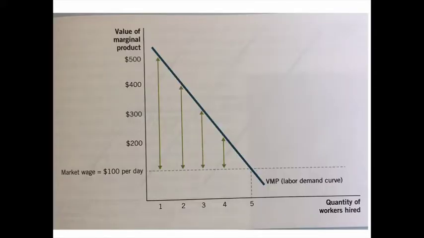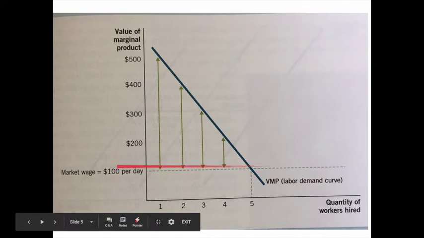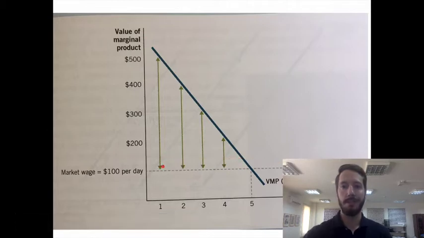So if we're looking at a graphical representation of that, the value of marginal product goes down until it hits the market wage. So you keep hiring people until you hit market wage, until the value of marginal product equals the market wage.